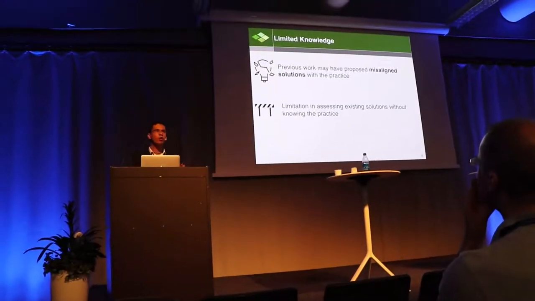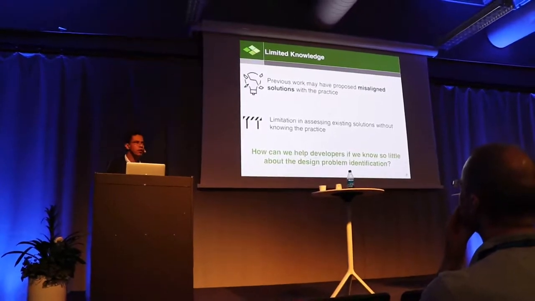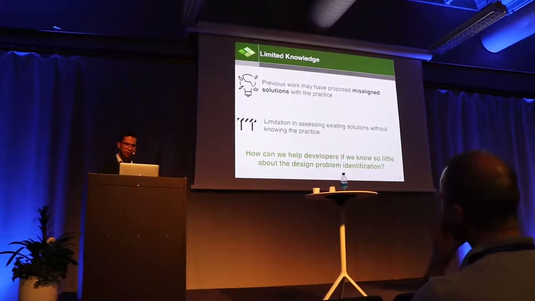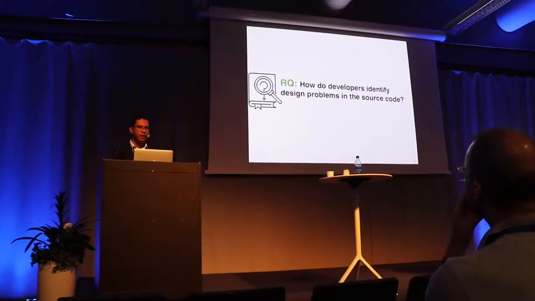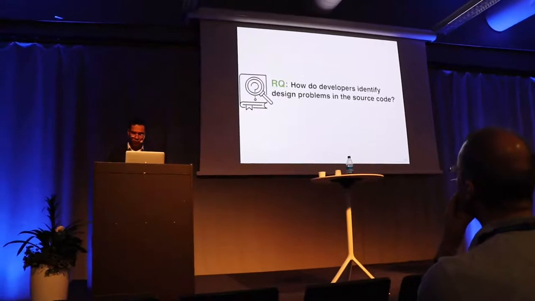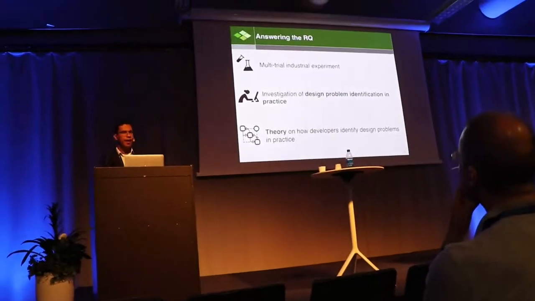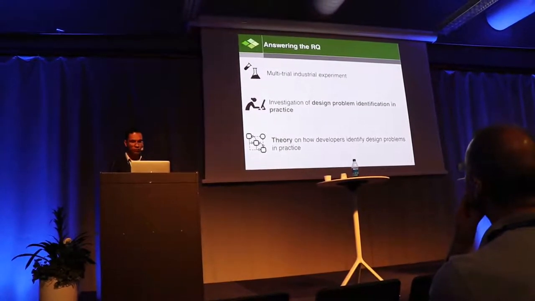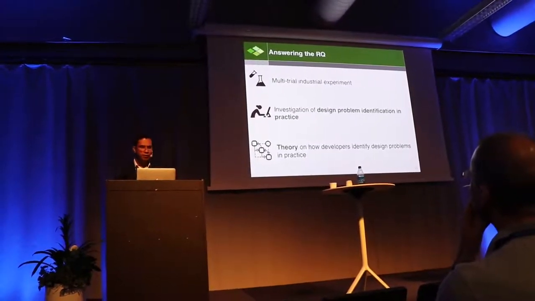So, how can we hope to help developers if we have such limited knowledge about how they conduct the identification of design problems in practice? To tackle this problem, we created our research question, intended to understand how developers identify design problems in the source code. To answer this research question, we conducted a multi-trial industrial experiment in which we investigated how developers identify design problems in the source code. And as a result, we came out with a theory that explains this process.